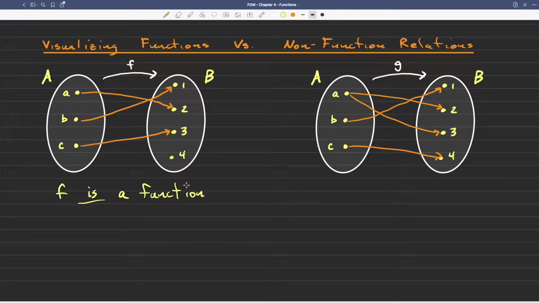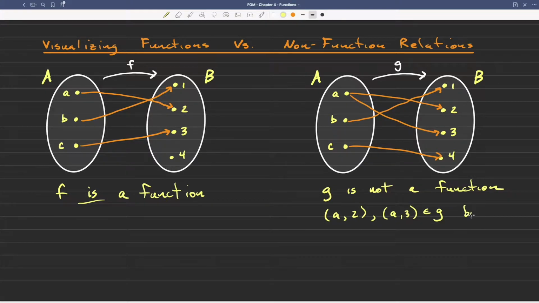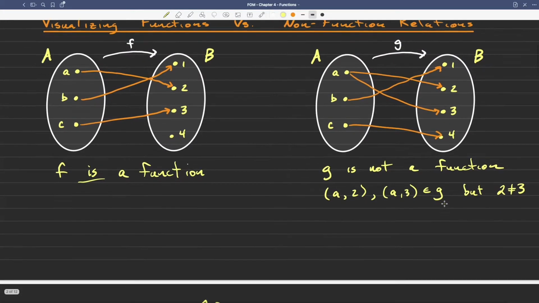Whereas in the second picture, the relation G is not a function from A to B. I can see that (a, 2) and (a, 3) are in G, but those second components are not equal. At a glance, I can see two arrows emanating from a single point, so it's not a function. The domain and range part are okay. The domain is equal to A, and the range is equal to all of B, but that's a subset of B. So the domain and range part are okay, but it fails the function property.